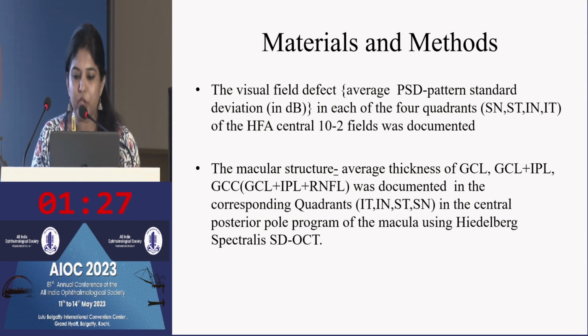Here the visual field defect, that is the pattern standard deviation, in each of the 4 quadrants of the HFA central 10-2 field was documented. Similarly, the macular structure, average thickness of GCL plus IPL and GCC, was documented in the corresponding quadrant in the central posterior pole program of the macula using Heidelberg Spectralis OCT machine.